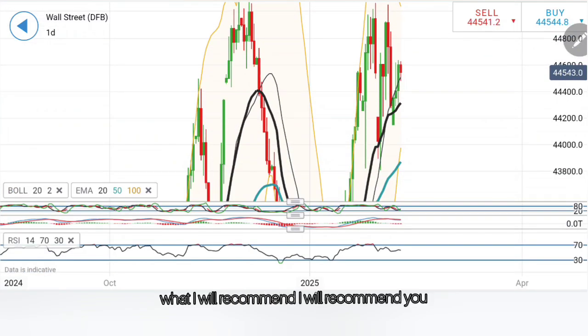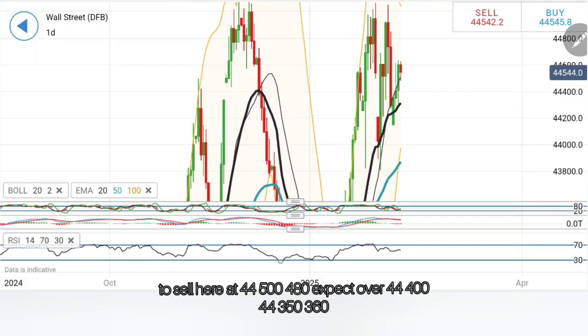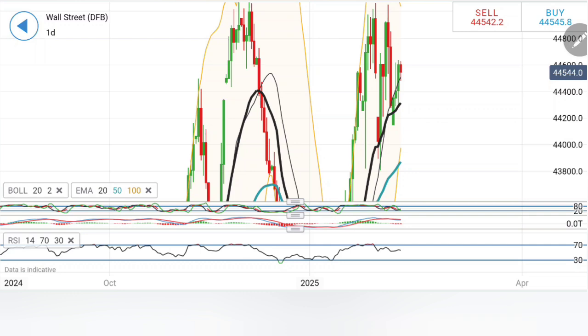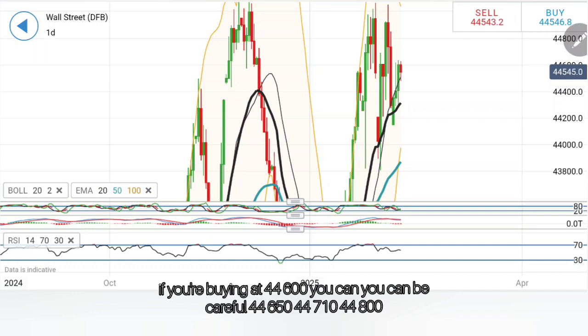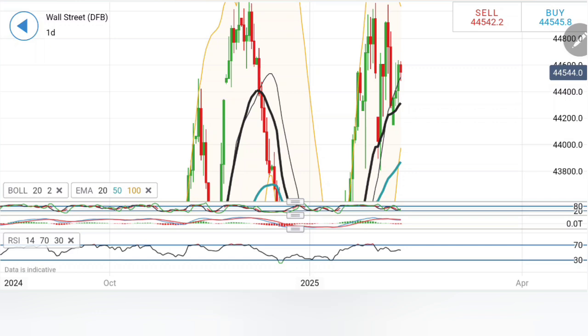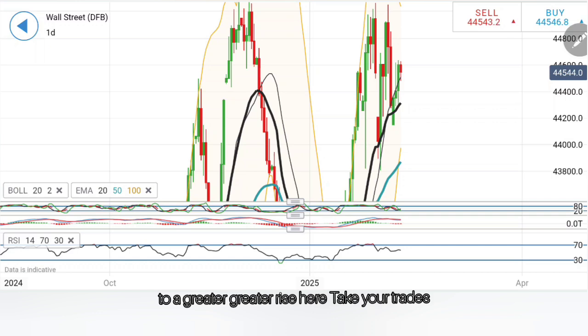So looking at this, what I will recommend is to sell here at 44,500, 480, expect 44,400, 44,350 next, and then below that you can expect a good round of drop all the way towards 44,200 and lower levels. And on the upside, I have already mentioned, if you're buying at 44,600, you can be careful: 44,650, 44,710, 44,800, and if 44,800 is taken, we are looking forward to a greater rise here. Take your trades, take your positions accordingly.